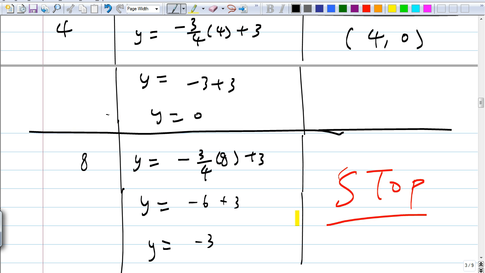And I claim to you this is when you know when to stop. When I plug in 8, I got y equals negative 3. How do I know? Now I could just stop because it's negative. I'm tired. No. Okay. How about I want you to discuss with your group. How do I know this is now time to stop? Why don't I just keep on going? How come I stop here? Everybody go ahead and discuss.